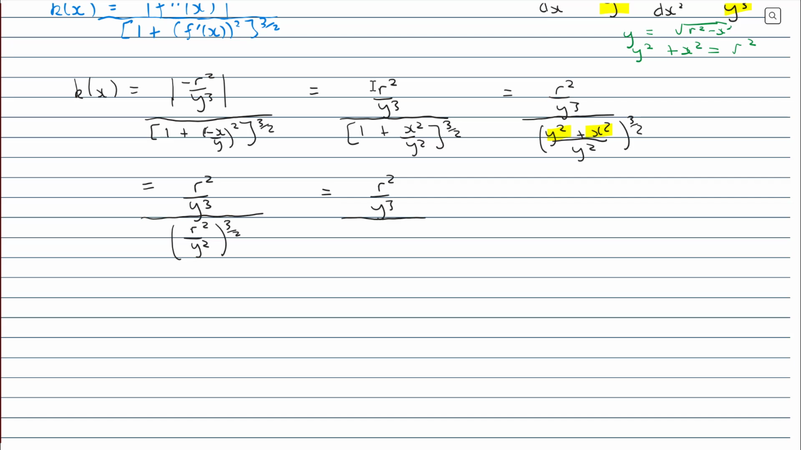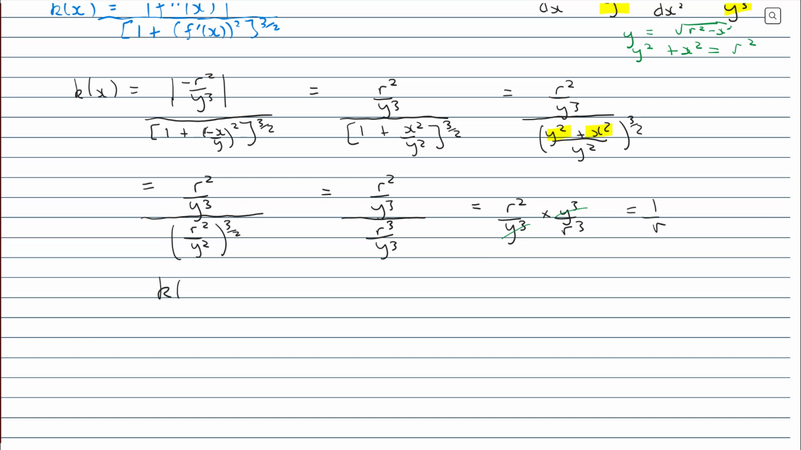Using the rules of indices, r squared to the power of 3 over 2 is just r cubed, and y squared to the power of 3 over 2 is y cubed. So we're dividing r squared over y cubed by r cubed over y cubed. We multiply by the reciprocal: r squared over y cubed times y cubed over r cubed. The y's cancel, and r squared over r cubed simplifies to 1 over r.